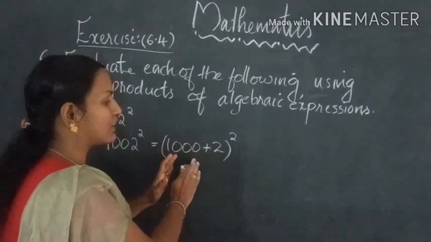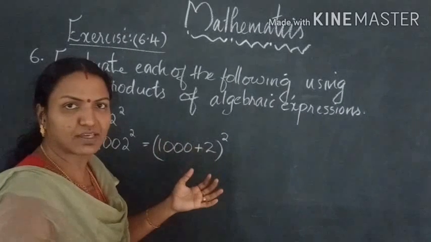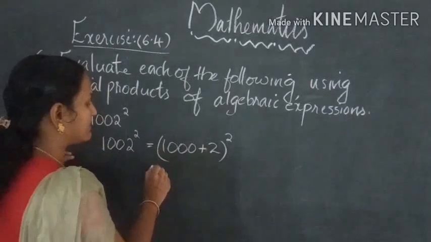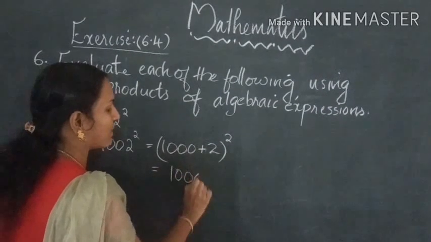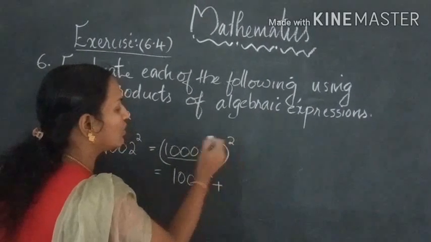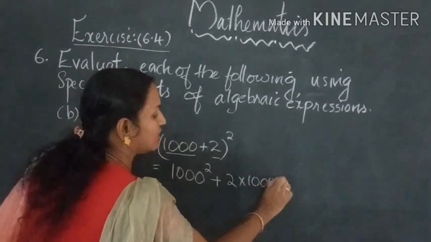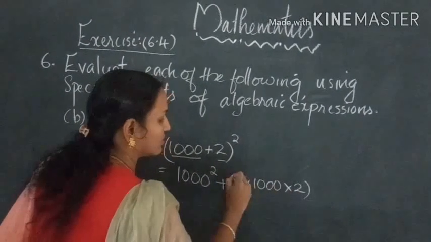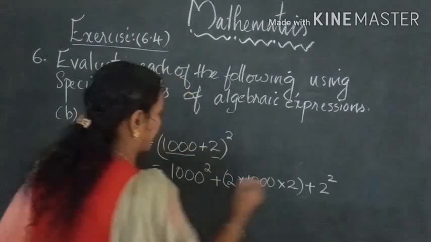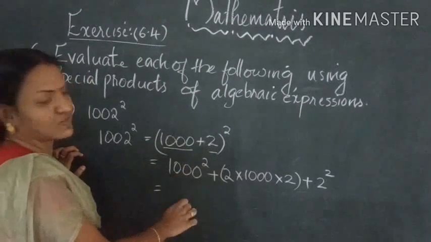So a is equal to 1000 and b is equal to 2. What is (a plus b) the whole square? (a plus b) the whole square is equal to a square plus 2ab plus b square. So it is equal to 1000 square plus 2 into 1000 into 2 plus 2 square.